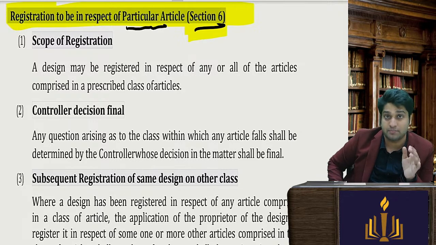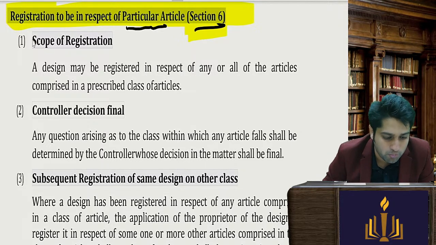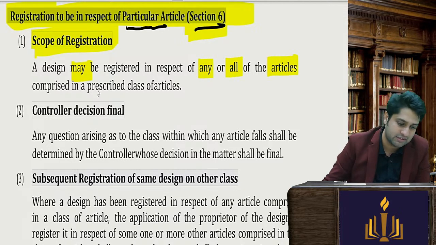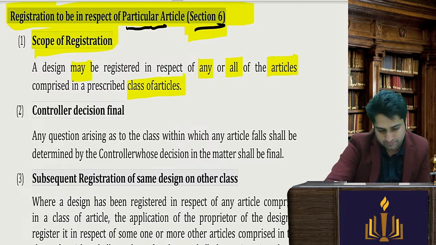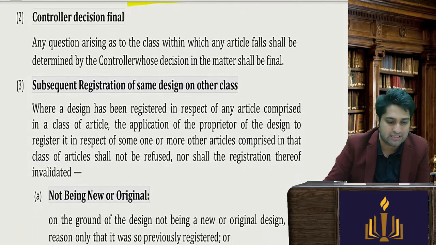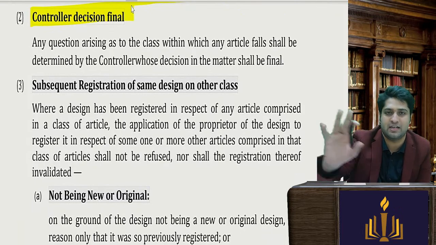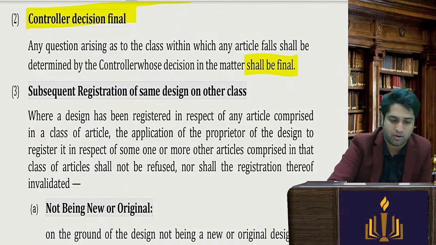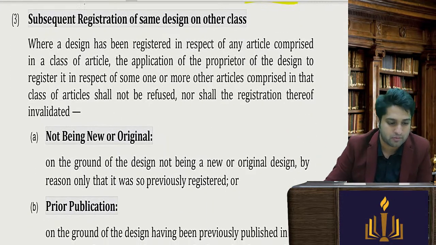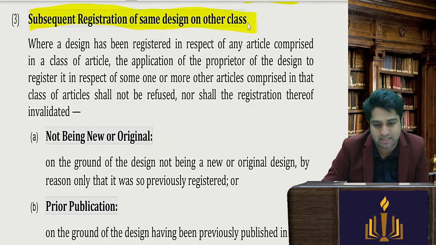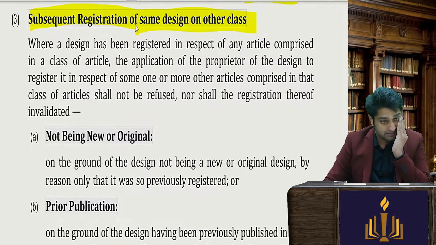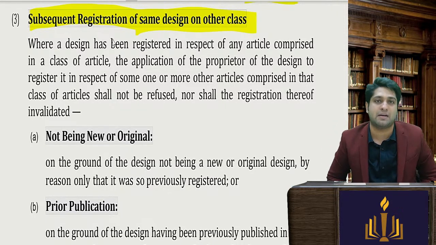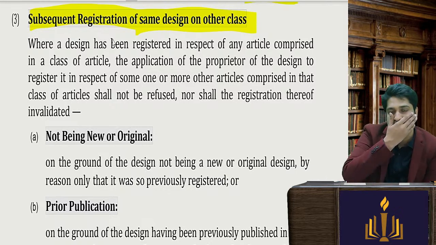But I'll explain what it means with the help of an example also. Scope of registration: a design may be registered for any or all the articles comprised within that class. With respect to class or any dispute, the controller's decision is final on which category of goods it is. That is not what is important. Now this is what I'm talking about. Subsequent registration of the same design on other class. You can get the design registered not only for that product but for other products as well.